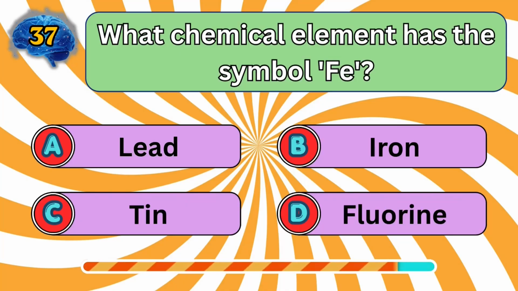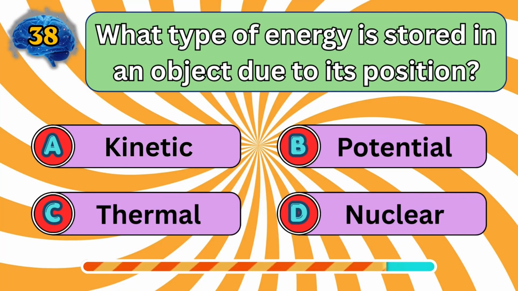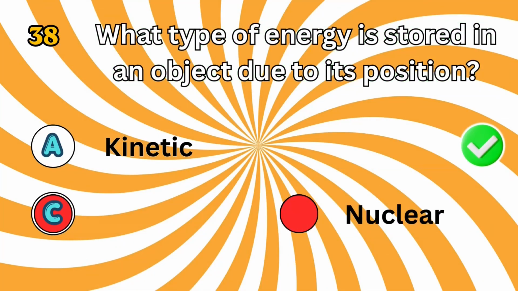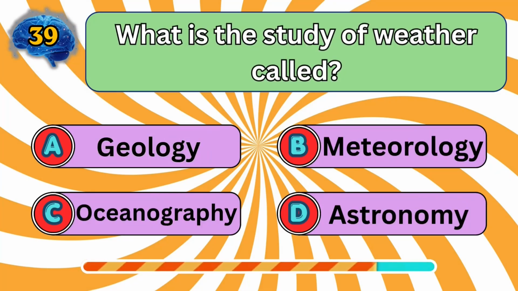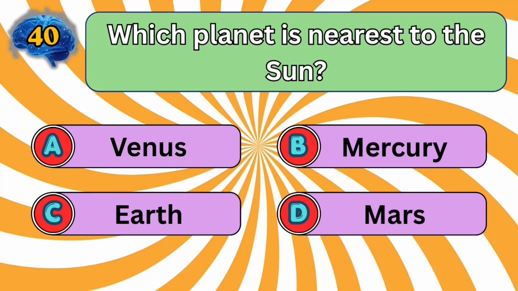Which chemical element has the symbol Fe? Iron. What type of energy is stored in an object due to its position? Potential energy. What is the study of weather called? Meteorology. Which planet is closest to the sun? Mercury.